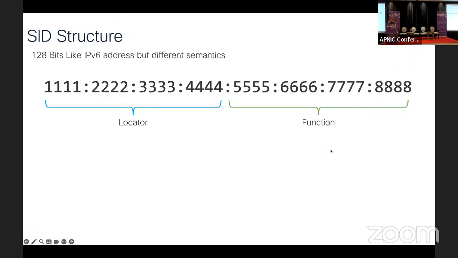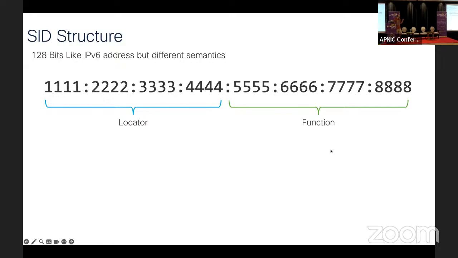Let's take a look a little bit more at that SID. We said there is a SID, and it has a certain structure. We split that structure into the locator, which are the most significant bits, and it's really like an IPv6 address. It's a routable portion of the SID and has all the properties of an IPv6 address. Routable, aggregatable, everything. And then there is a function. Function is what I'm going to do with the packet. I will inspect the packet, whatever.